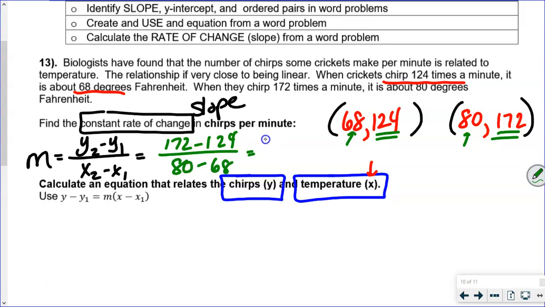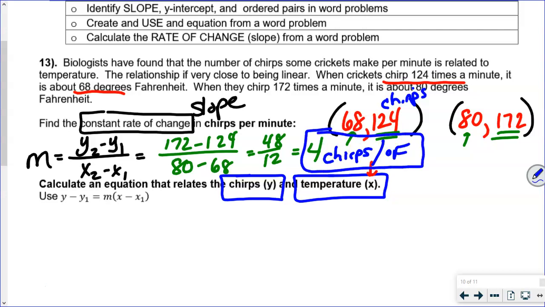And then the Meyer method says calculate the numerator and denominator separately. That's a very smart way to do it. So you're going to get a slope of 4. Now, I want a label on your slope. So remember, it was y, which was chirps, divided by x, which was degrees Fahrenheit. So the label on the slope is 4 chirps per 1 degree Fahrenheit. So because it is like a real world problem, you should be labeling almost every answer you give me with the exception of an equation. Okay.